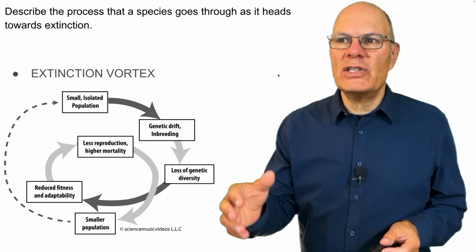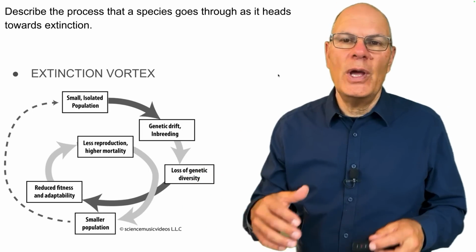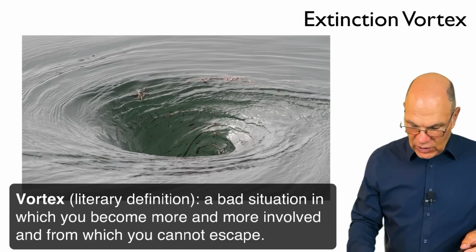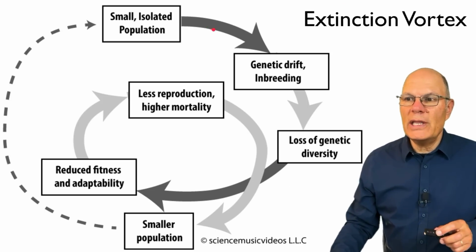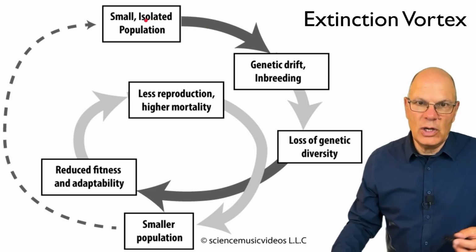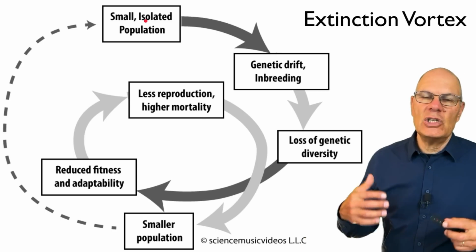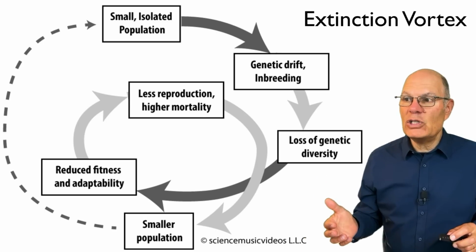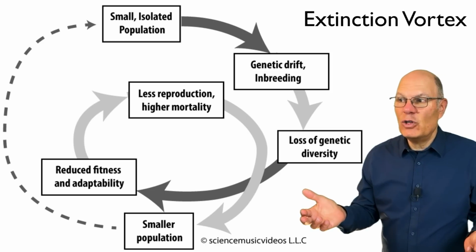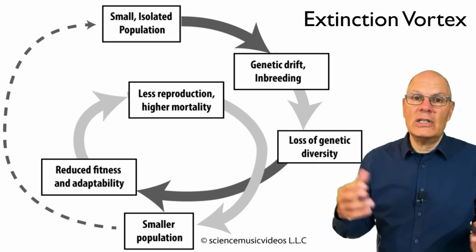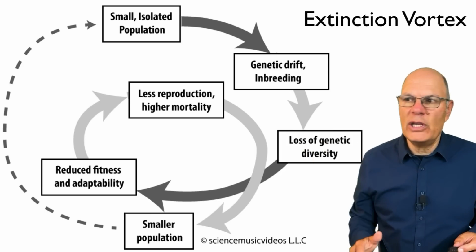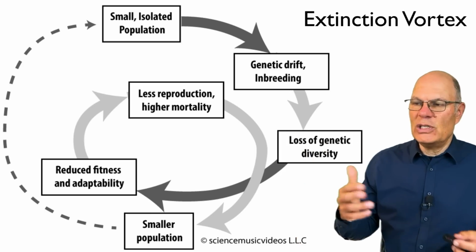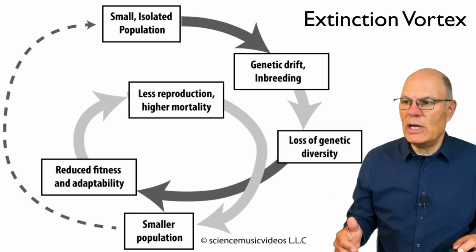Let's describe the process that a species goes through as it heads towards extinction. This is called an extinction vortex, and it starts with a population decline. Small isolated populations are the ones that are most vulnerable to extinction. That population decline can be caused by an adverse change in the physical environment, climate change, which has happened throughout the history of Earth, or the arrival of a competitive species that reduces the species' fitness and reproductive rate.